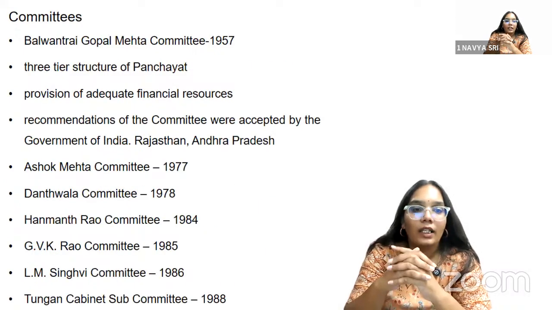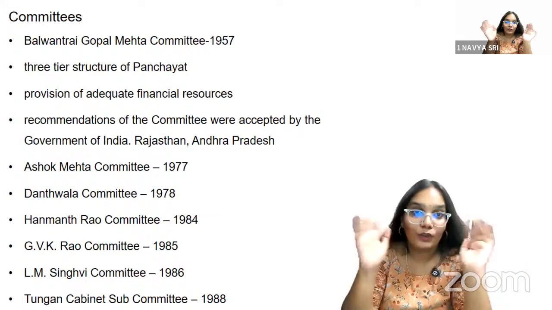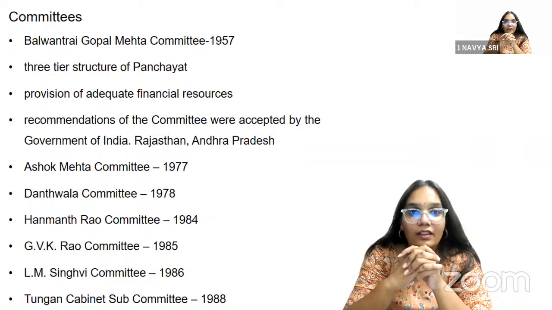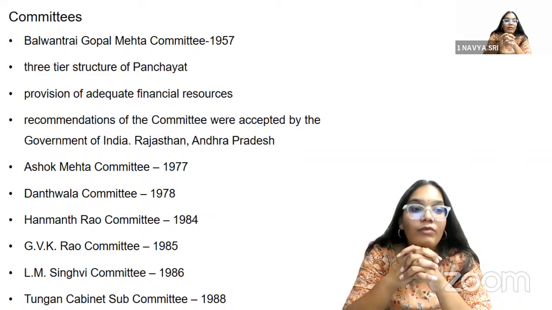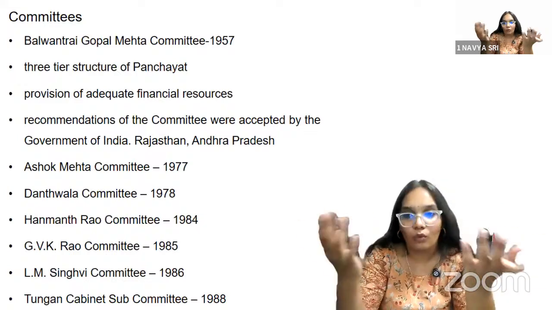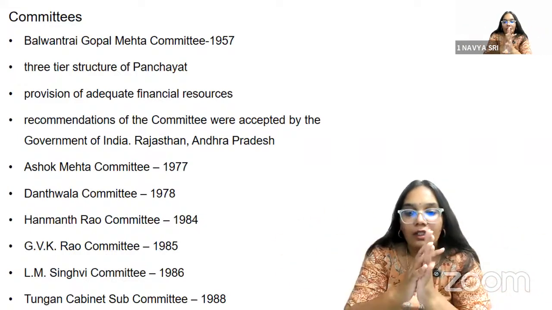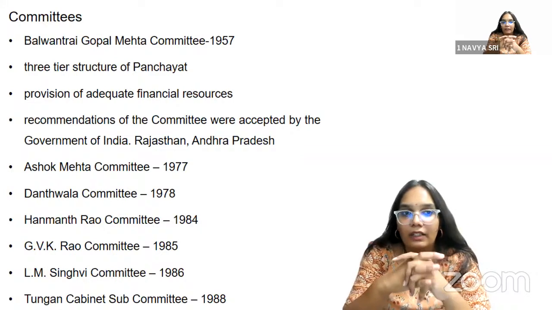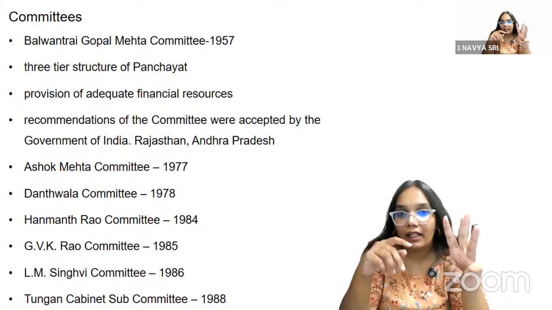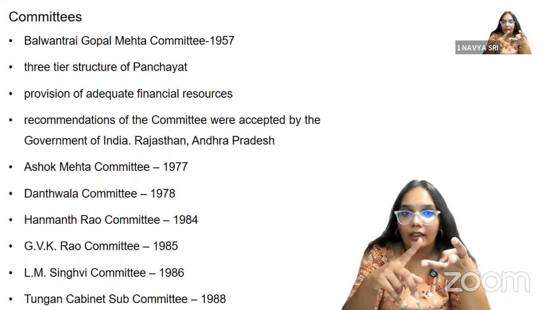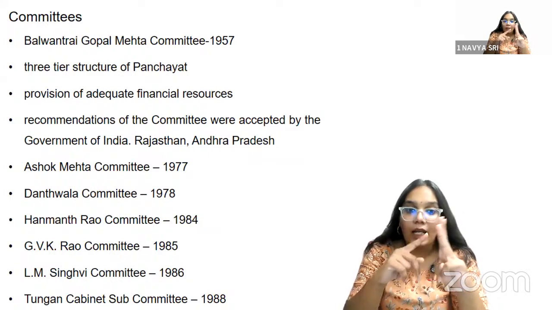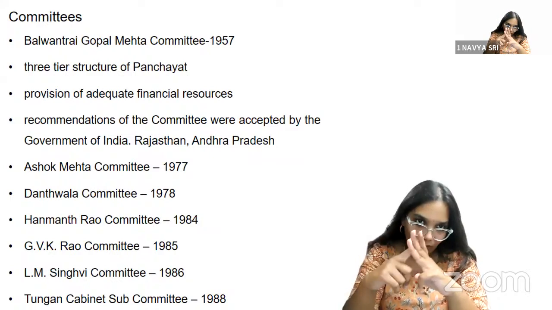Then, what are the committees? This is the most important one. What are the committees that looked into local self-governments? The Balwant Rai Gopal Mehta Committee, but you know it as the Balwant Rai Committee. The Balwant Rai Committee, 1957, proposed a three-tier structure of panchayat, which we have already read: Gram, Mandal and Zilla Parishad. It proposed the three-tier structure and the provision of adequate financial resources.